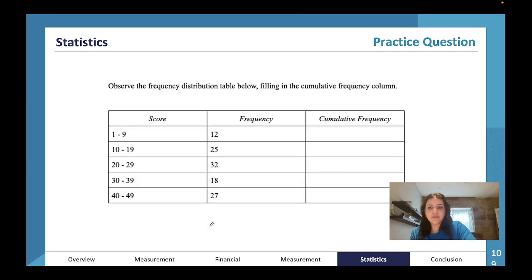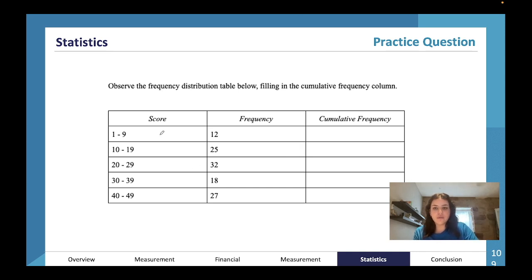All right, observe the frequency distribution table below, filling in the cumulative frequency polygon. Okay, so let's fill out this column first, and then I'm going to show you what this looks like. Actually, I'm not going to show you the cumulative frequency graph. That's another question. I just got myself confused.